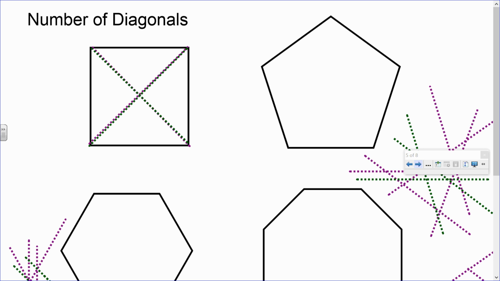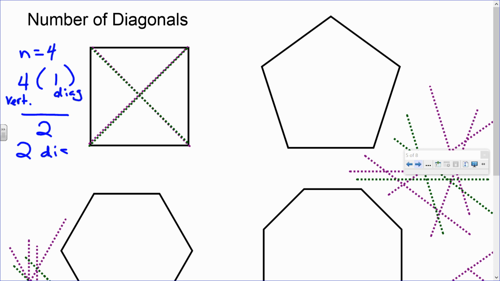So what I did was I took all 4 vertices so that I'd make sure that I covered all of them. So I had 4 vertices. For each of those, I had only one possible diagonal, but I drew them twice, so I'm going to need to divide by 2 to get that I only have 2 distinct diagonals. Okay, let's see what's going on if I have a pentagon. Now I am working with 5 sides. So I am going to have 5 vertices that I need to check.